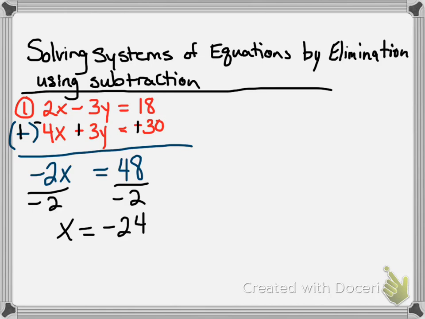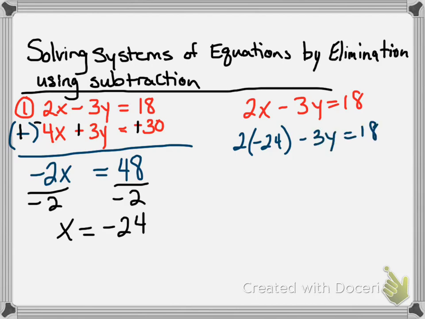Okay, so once we have that, then we're going to substitute back into one of the equations. Doesn't matter which one, I'll just pick the top one. And we're going to solve for the other variable. So when we substitute in 2 times negative 24 minus 3y equals 18, that gives us negative 48 minus 3y equals 18. So then we're going to add the 48 to both sides.